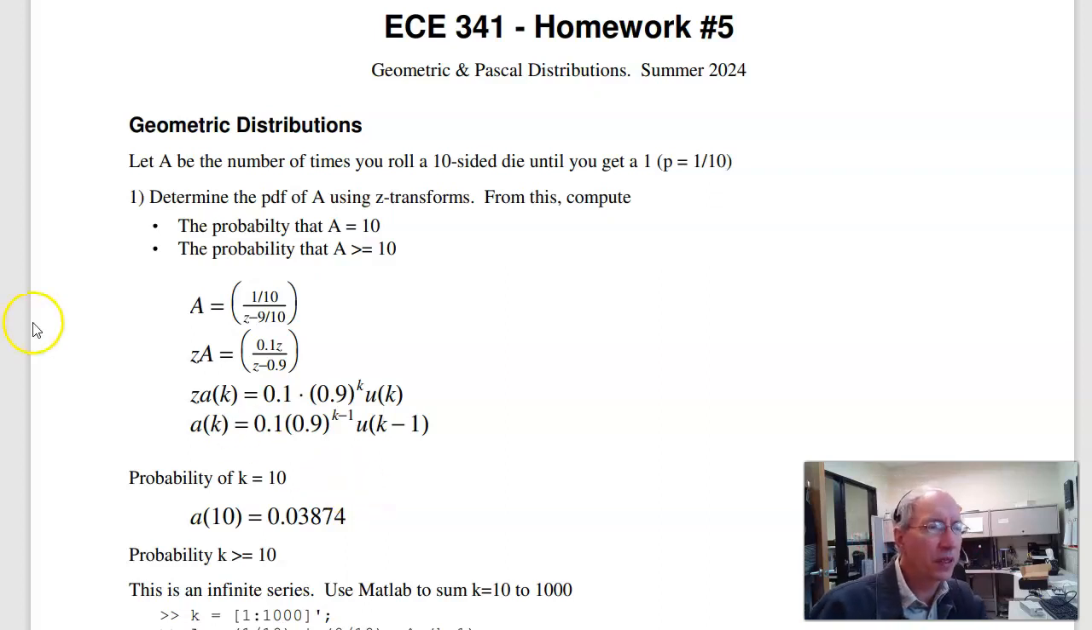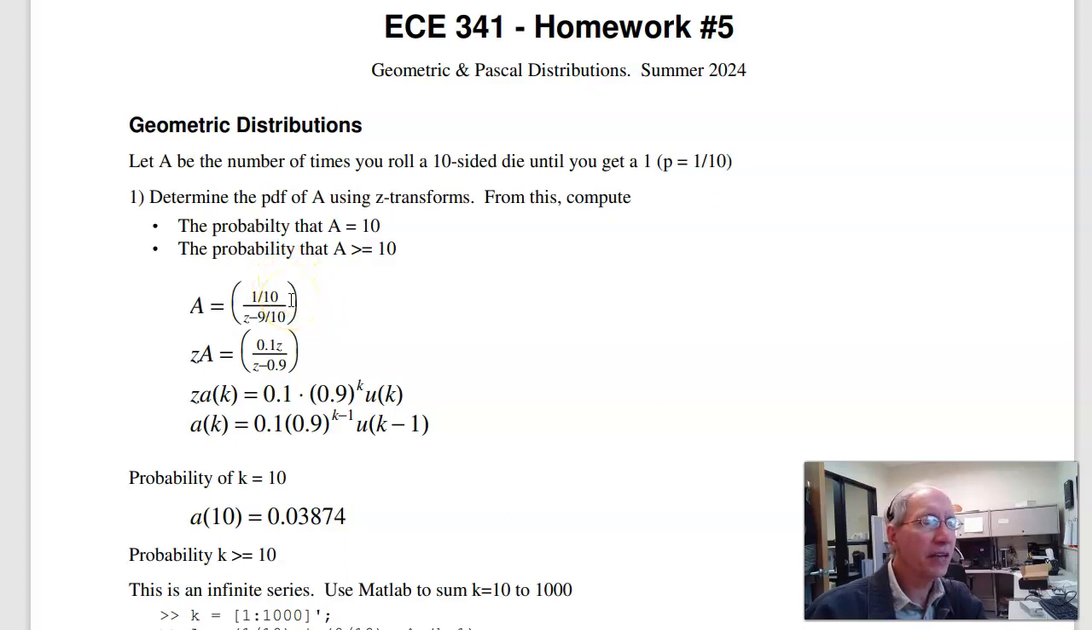Well, from the lecture notes, the z-transform, also known as the moment-generating function for a geometric distribution, is p over z minus q. So that'll be 1/10 over z minus 9/10. Basically, I flip a coin, or roll a die, 90% chance I don't get a 1. Keep on doing that until I get a 1. The last time I do it will be the 1/10.